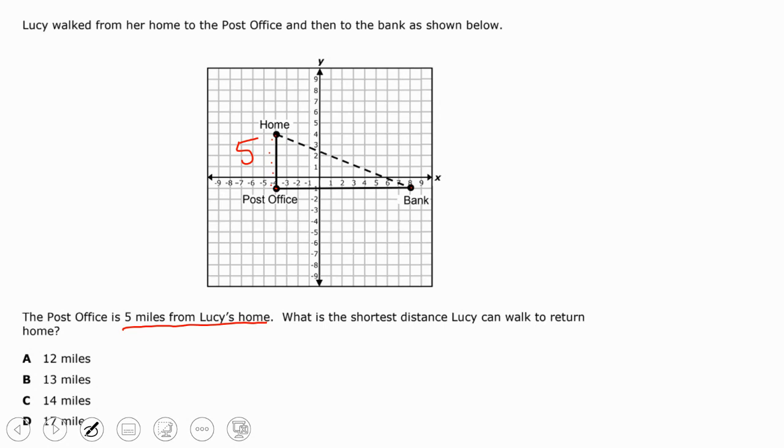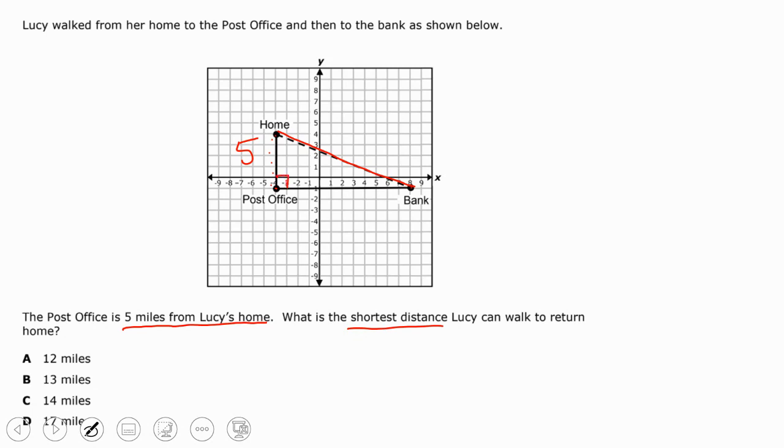And then it says, what is the shortest distance Lucy can walk to return home? So the shortest distance is going to be this diagonal right here. Imagine she can cut through grocery stores and people's houses, people's yards. She's not going to get in trouble or anything like that. But she's going to cut straight through here.